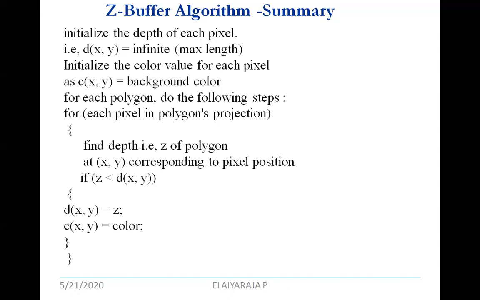Here we are considering the depth buffer value as well as the refresh buffer value. The refresh buffer value is when your current pixel has completed calculating the depth value, it will be filled with one surface color. That is what we call the intensity of the pixel. So initialize the color value for each pixel, along with the depth value.